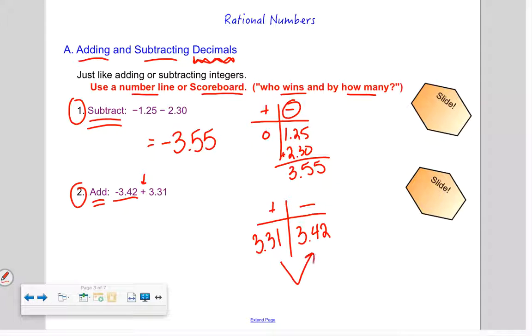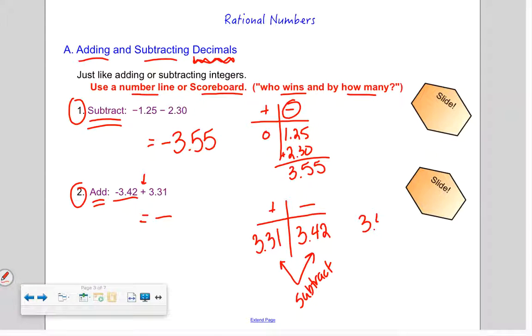So if I want to figure out who wins and by how many, let's just start with who wins. Who wins the game are clearly the negatives, but by how many, we're going to have to subtract. Okay, we're going to have to subtract.